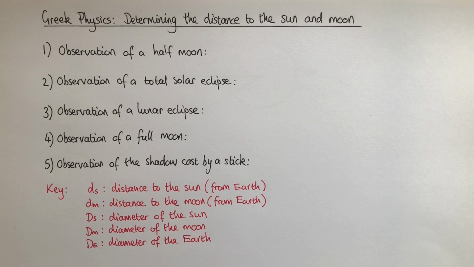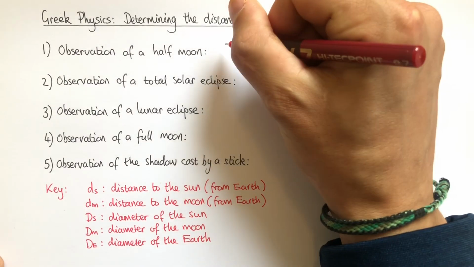Before launching into the calculations, let me summarize our method. Our method will be based on 5 observations, each of which will reveal a geometric relationship. The combination of these relationships will allow us to determine the distance to the Sun and Moon. The first observation, that of a half-moon, will allow us to determine the distance to the Sun in terms of the distance to the Moon.